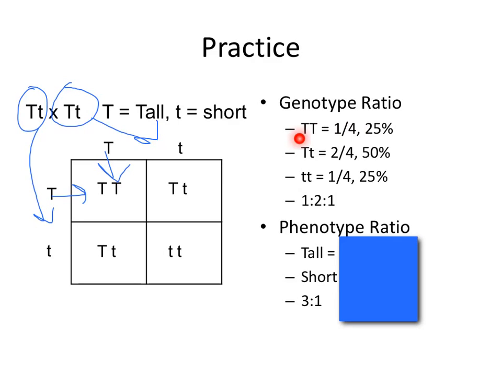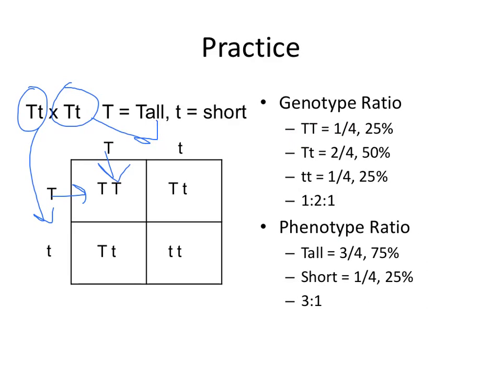We could also look at the phenotype, and we can count up the number of talls and shorts and see what that equals. In this case, 3 out of our 4 individuals are tall. These are the ones that have a big T and show the dominant allele. This guy's tall, this guy's tall, this guy's tall. 3 out of 4 is 75%. This one does not have the dominant allele. It only has 2 recessives, so it's going to be short. 1 out of 4, 25%.